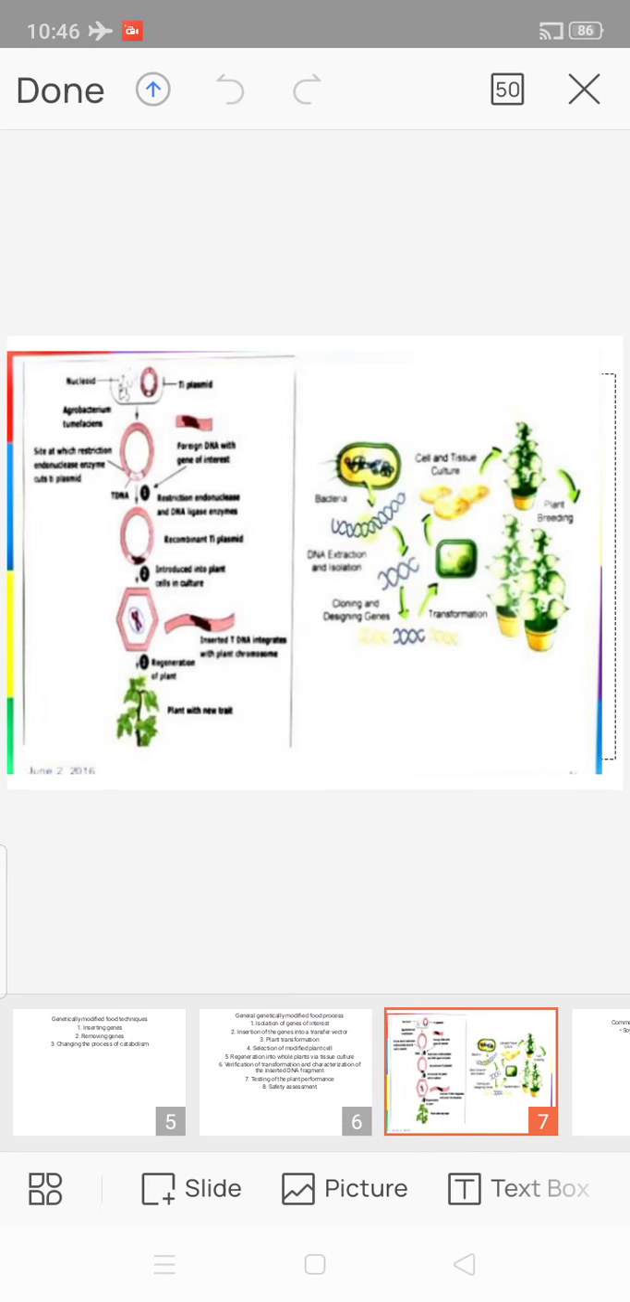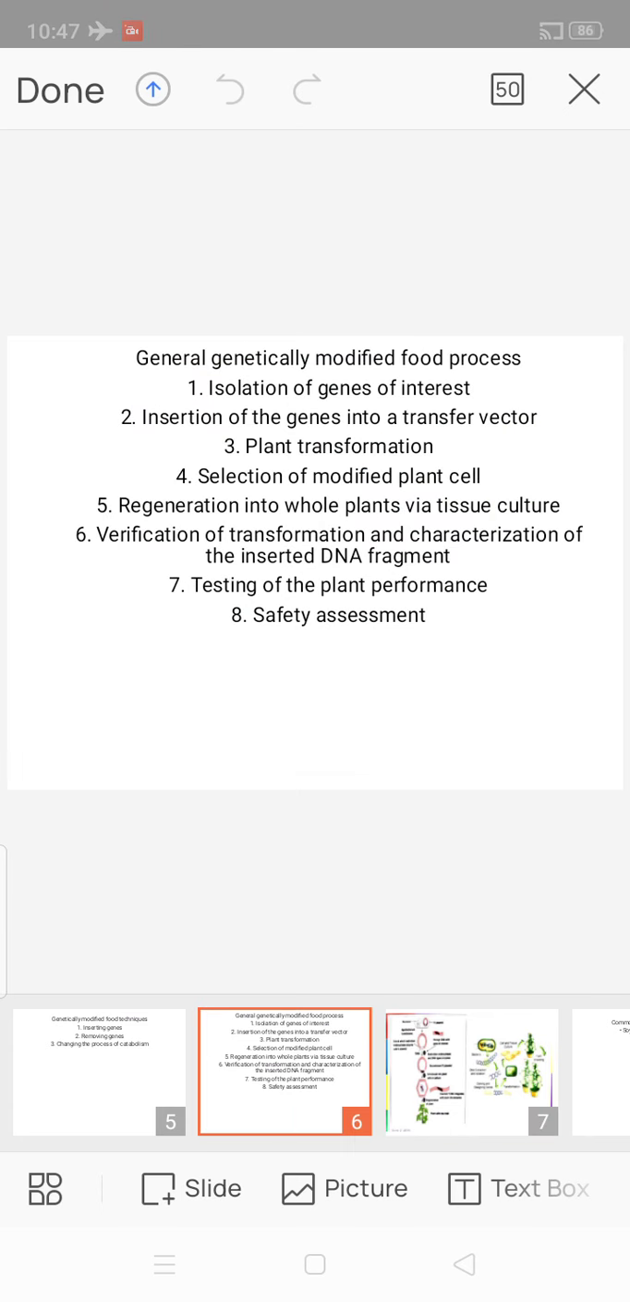General genetically modified food process. First one, isolation of the genes of interest. A chromosome is used to identify the genes responsible for the desired trait in the organism. And second one is insertion of the genes into a transfer vector. The desired trait is put into the plasmids.